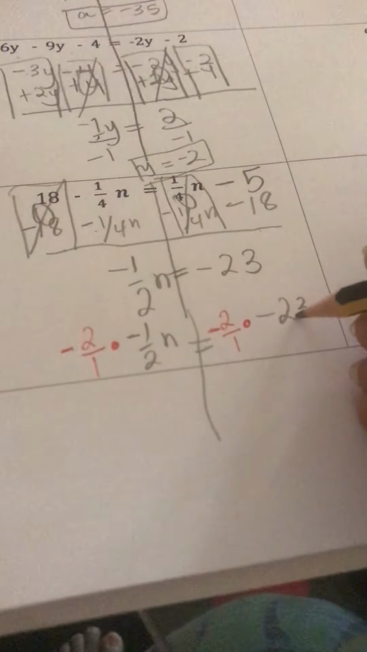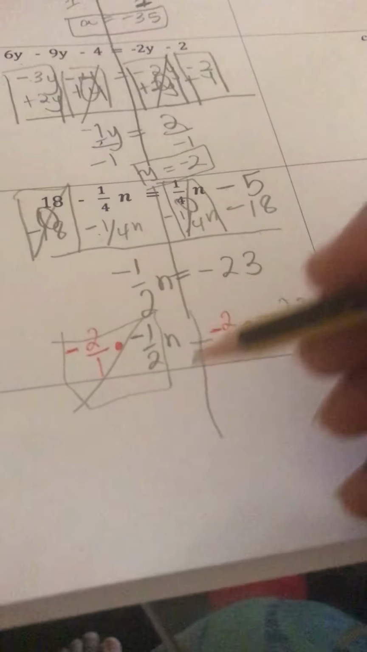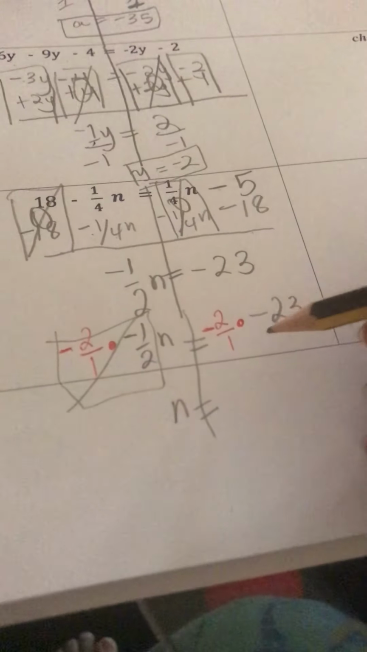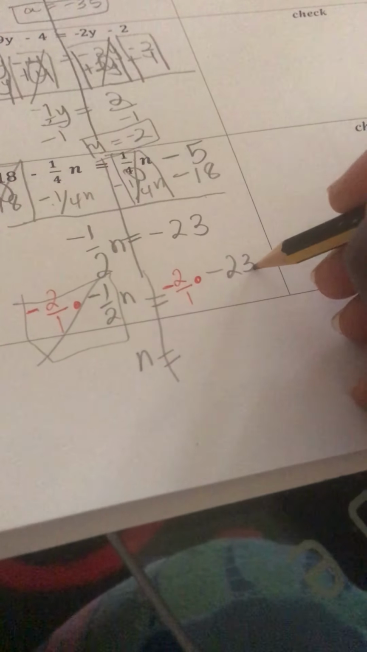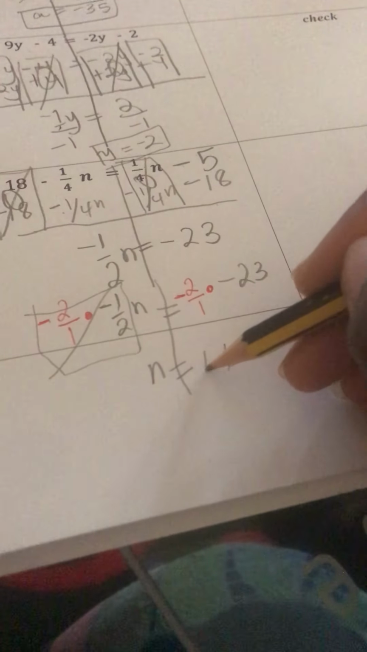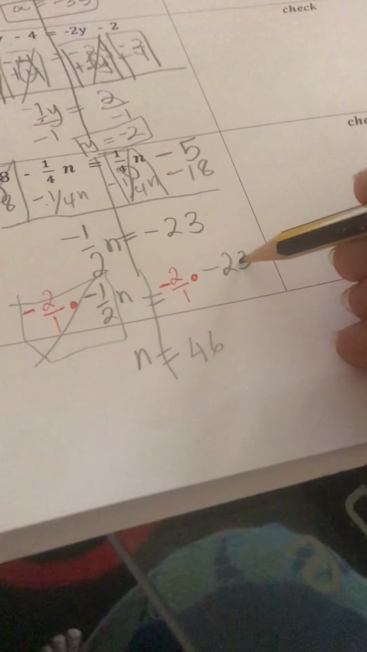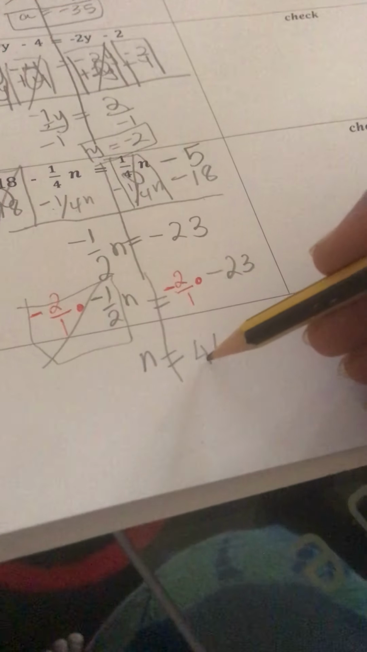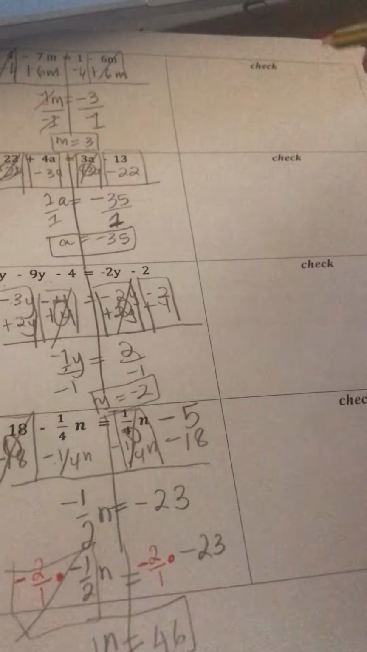Negative 23. And this goes away. It becomes n. And then you do this. What is negative 2 times negative 23? 46 positive. Why? A negative times a negative is a positive. 2 times 3 is 6. 2 times 2 is 4. So that's how I know. And then please do the check by yourself. Use your numbers in your equation and then you solve.